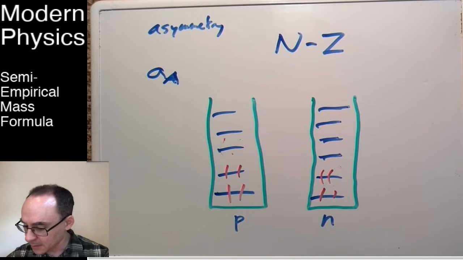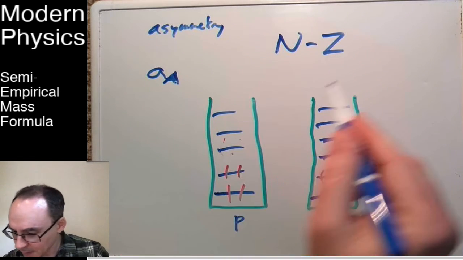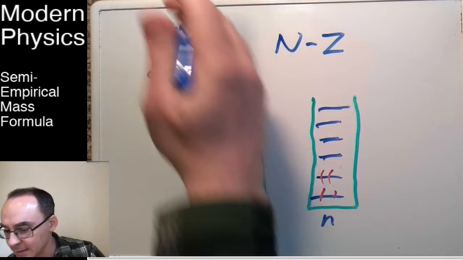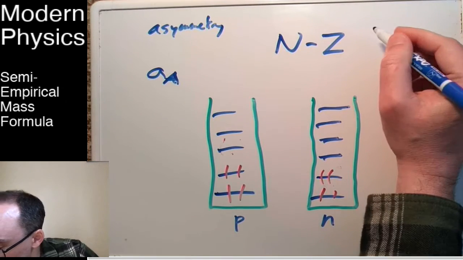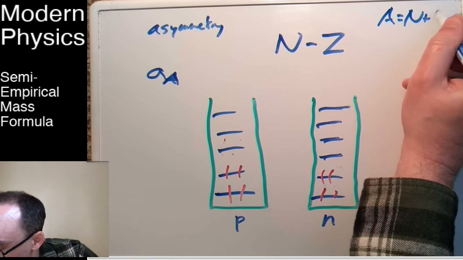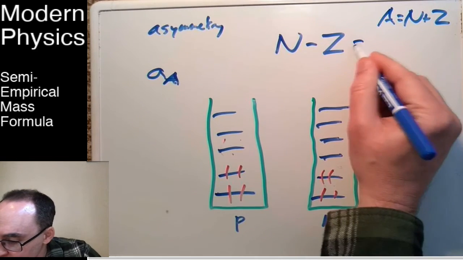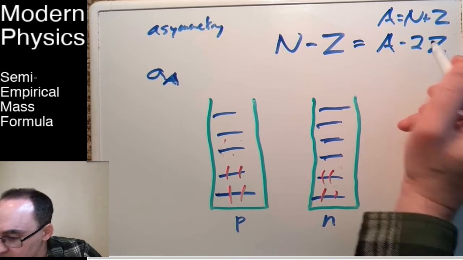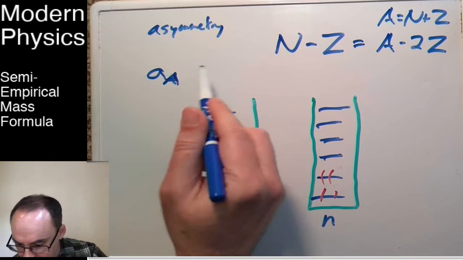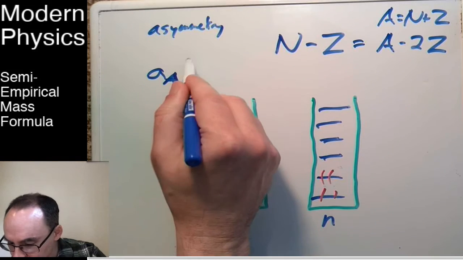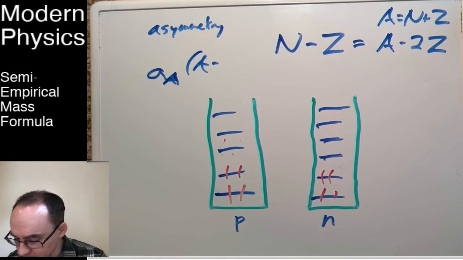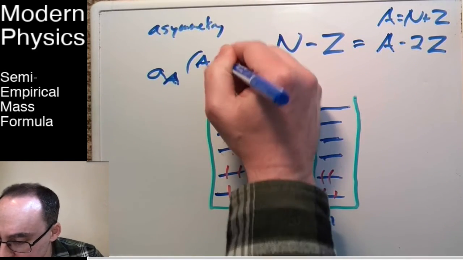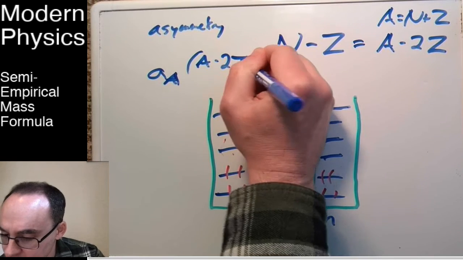And we want to write this in terms of A and Z instead of N and Z. We could write it either way, but if we remember that A is N plus Z, then N minus Z is another way of writing A minus 2Z. This is the way you usually see it written. So the asymmetry term has some unknown coefficient, times A minus 2Z, squared.